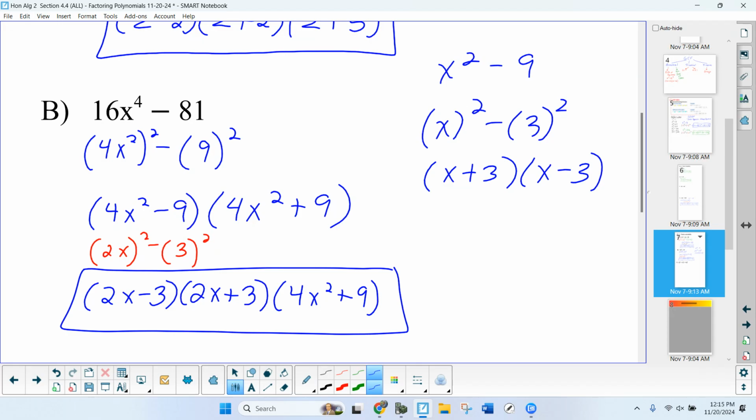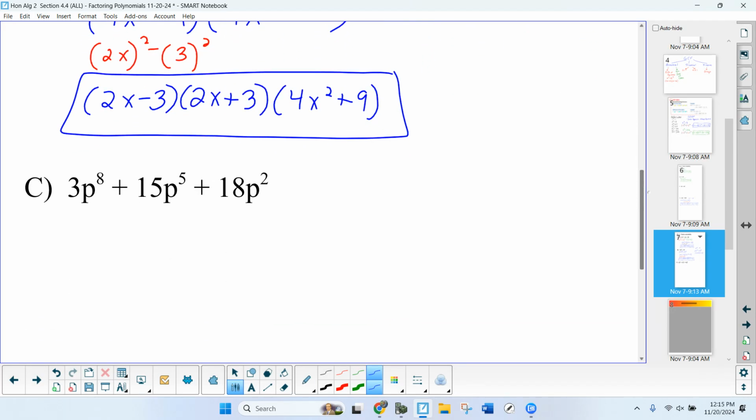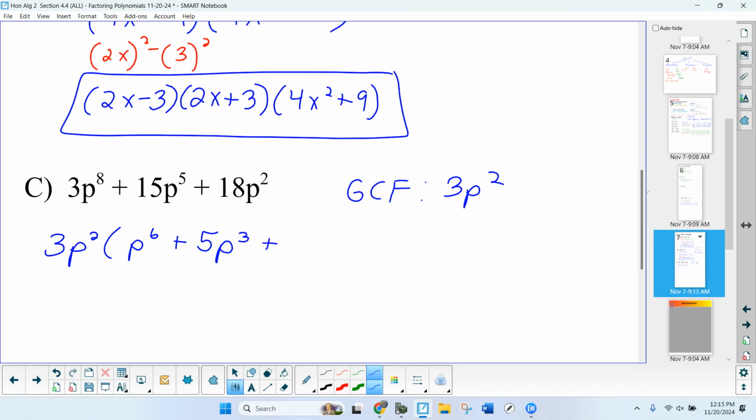Okay. Next one. Jack, what's your first rule of factoring? Does this one have a GCF? What is it? 3p squared. Perfect. Let's pull out 3p squared. When you do, what do you have left? p to the 6, 5p to the 3rd, 6. Perfect.